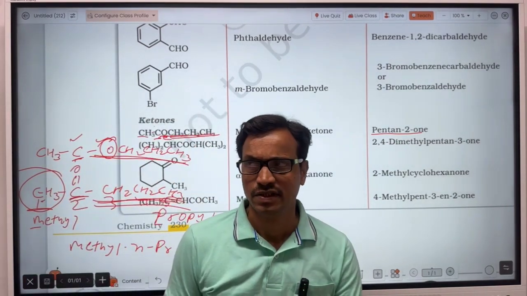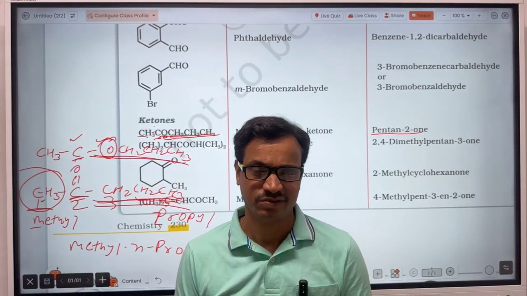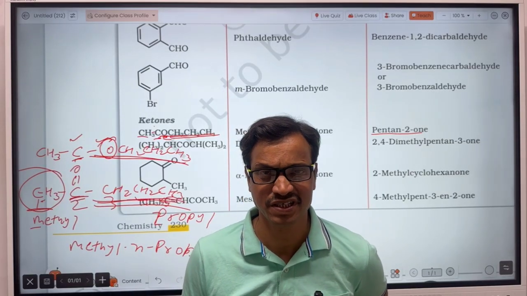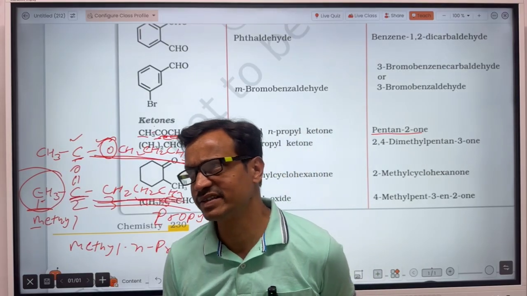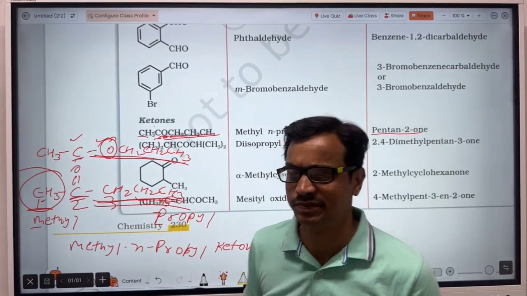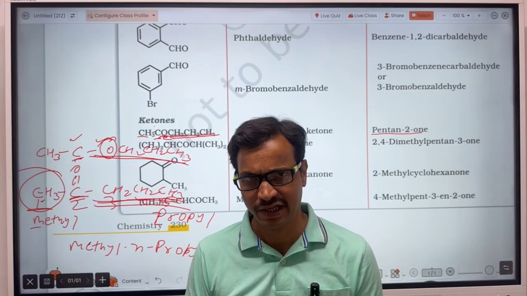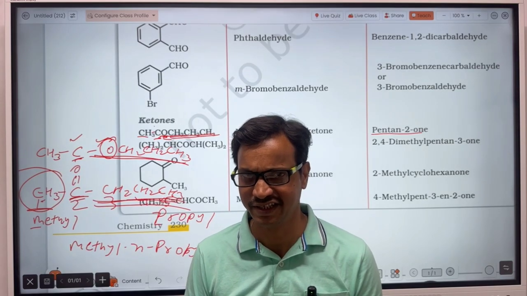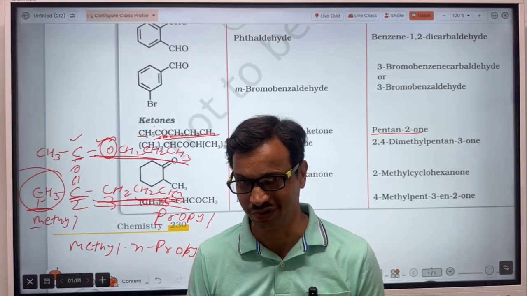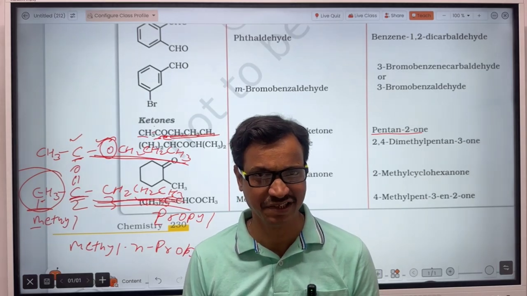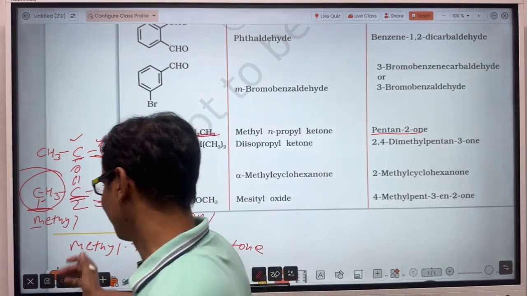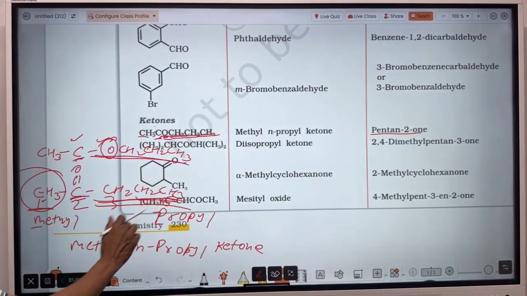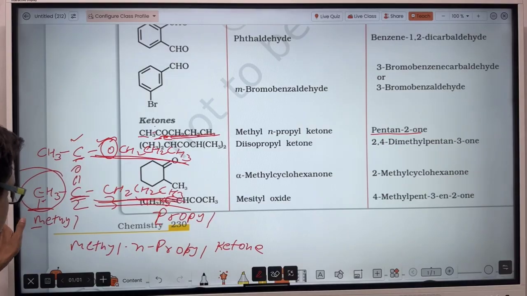In case of ketone, the IUPAC name will be with the suffix -one. And when we have to write the common name, then we write the names of the alkyl groups bonded to the carbonyl carbon atom according to their alphabetical order, and then after that use the word ketone. In IUPAC nomenclature, only -one, and in common nomenclature, ketone. So that's why its common name is methyl normal propyl ketone.